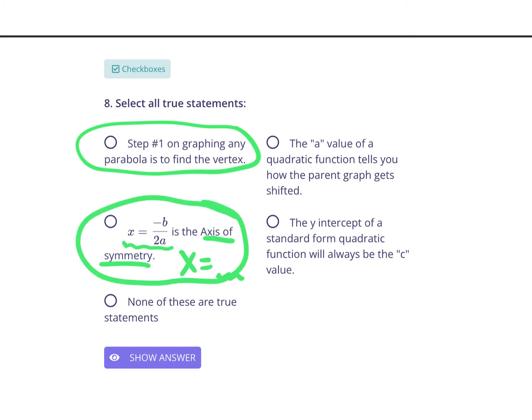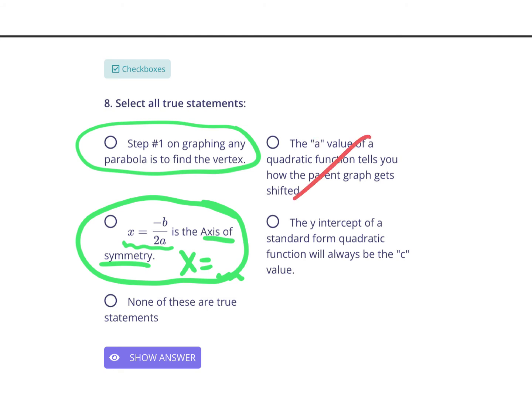What else? It says the a value of the quadratic function tells you how the parent graph gets shifted. That's false. The h and k cause the shift. The a is a vertical stretch or compression, right? So this is false.